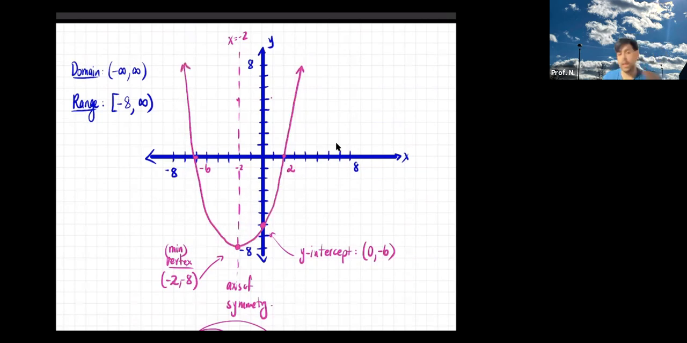So guys, this is what I get. This is my sketch. I have a minima. My y-intercept is 0, -6. I got my x-intercept here, 2, 0. And I got this other x-intercept here, -6 comma 0.